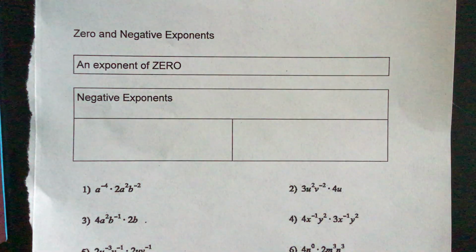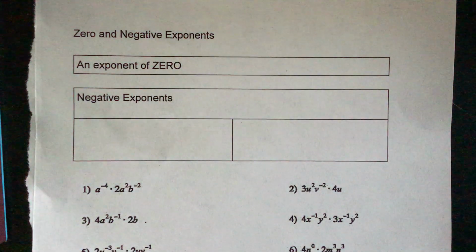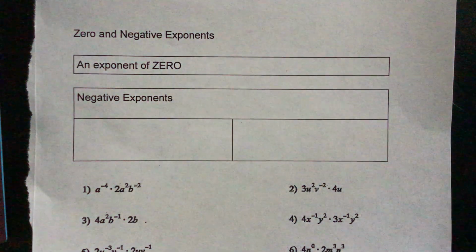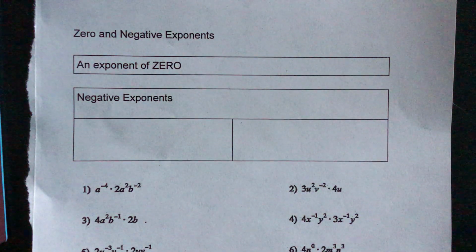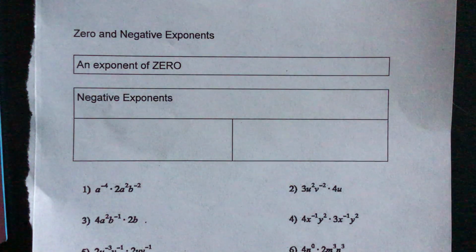All right, so today we are going to talk about zero and negative exponents. If your exponent is a zero or if your exponent is negative, what can we do? We've multiplied exponents or powers. We've divided powers. Now we're going to talk about some exponent changes we need to make.